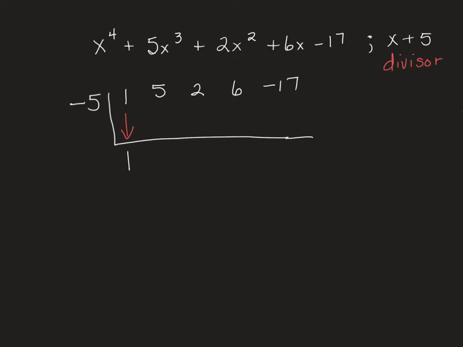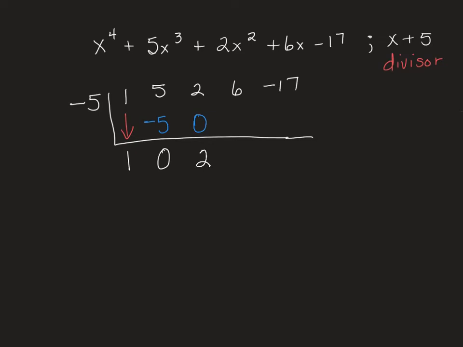Okay, then the next thing I'm going to do is I'm going to take this 1, multiply it to negative 5, and write it underneath the next one. So 1 times negative 5 is negative 5, right? And then I'm going to add coming down. So 5 plus a negative 5 will give me 0. Okay? And then I'm going to repeat the process. I'm going to take 0 times negative 5 and write it underneath the next number. So 0 times negative 5 is 0. And then I'm going to add coming down.